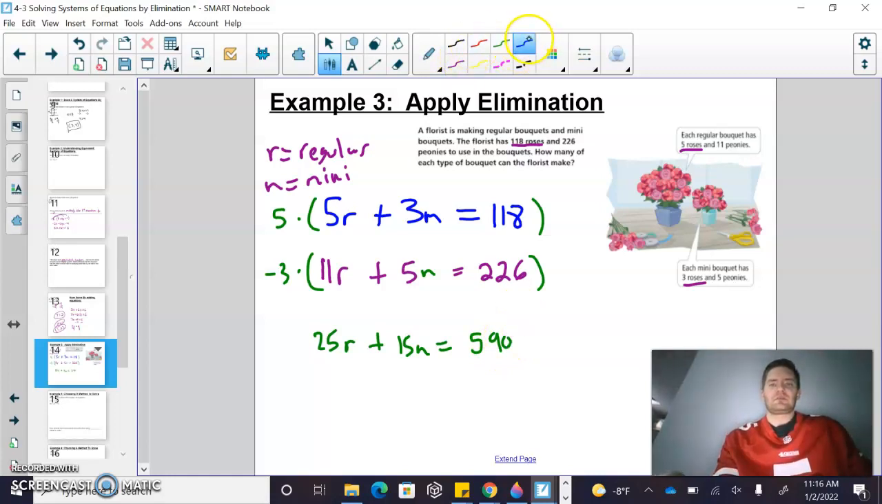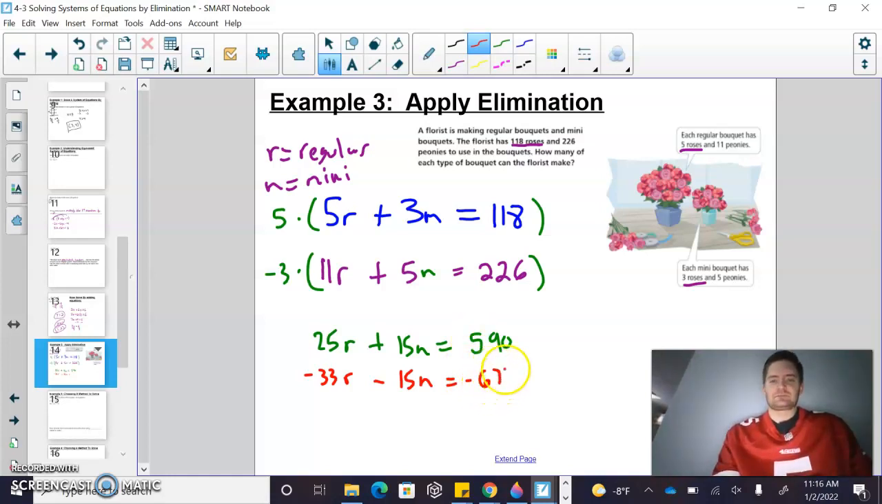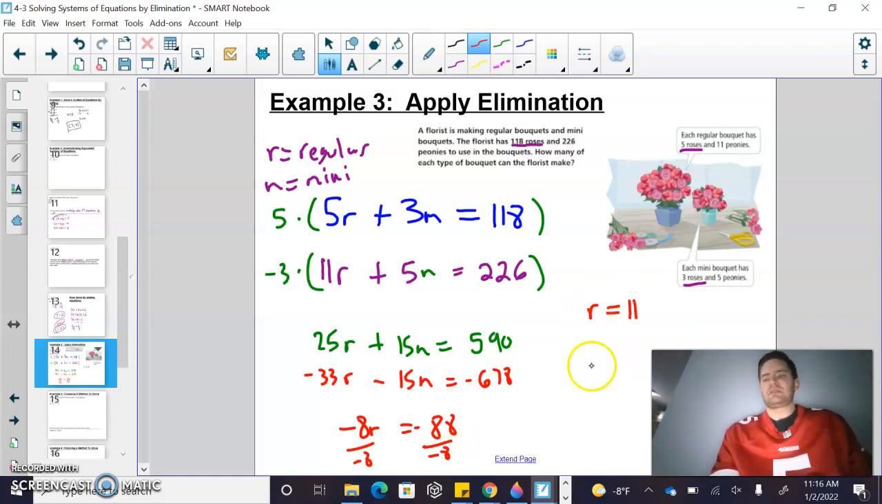And then the other one is going to be negative 33R minus 15M is equal to negative 678. And if you're freaking out, don't worry, this will come out to be a positive number. So negative 8R is equal to negative 88, then we're going to divide negative 8 to both sides. And we see that the regular bouquet is 11.